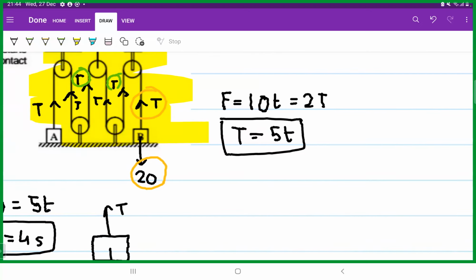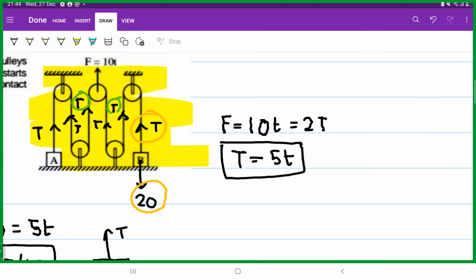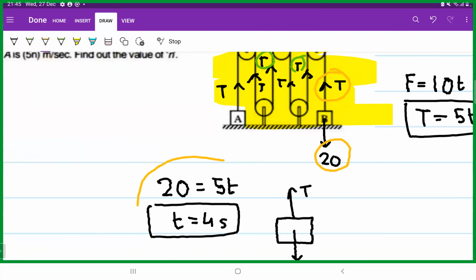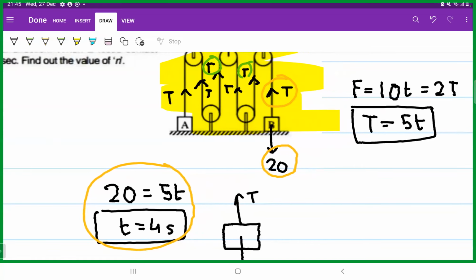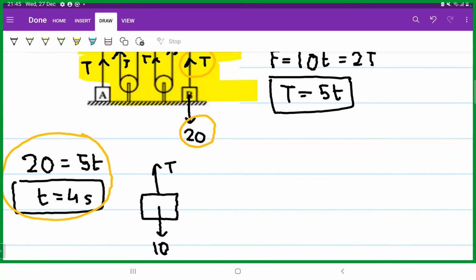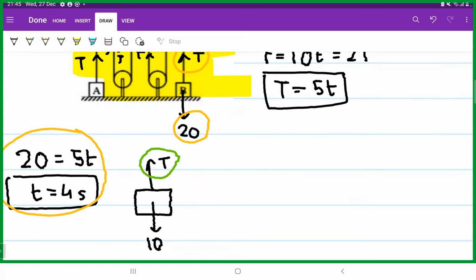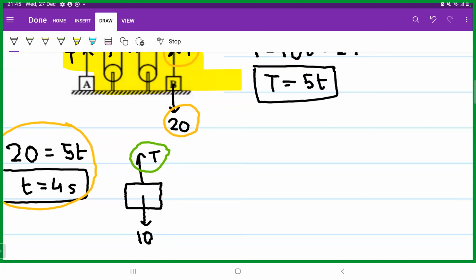Now it's quite obvious that block B has already lost contact at t equal to 4 seconds. It's also obvious that A is already in the air and no longer in contact. Why? Because A is lighter than B. If you make the same equation, you will realize that at t equal to 2 seconds, block A had already lost contact. So it's already in air, and this tension T is greater than mg of A. Let's write the equations.